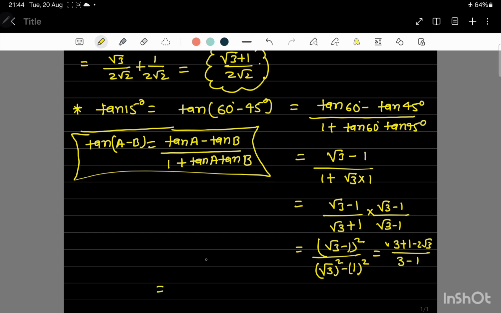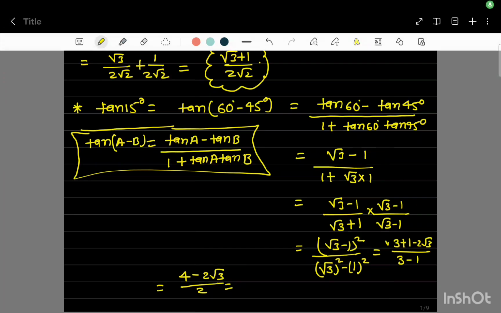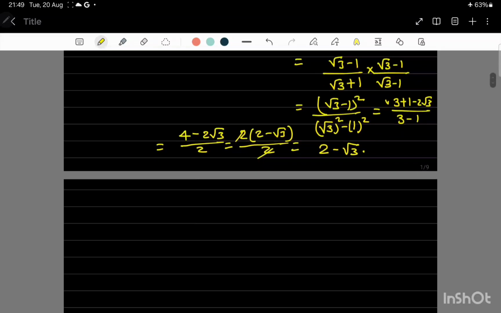So we can write here 3 plus 1 is 4, so 4 minus 2 root 3 divided by 2. Then take 2 common, and then 2 minus root 3 divided by 2. So 2 by 2 cancel, so the final value is 2 minus root 3. So this is the value of tan 15 degree.